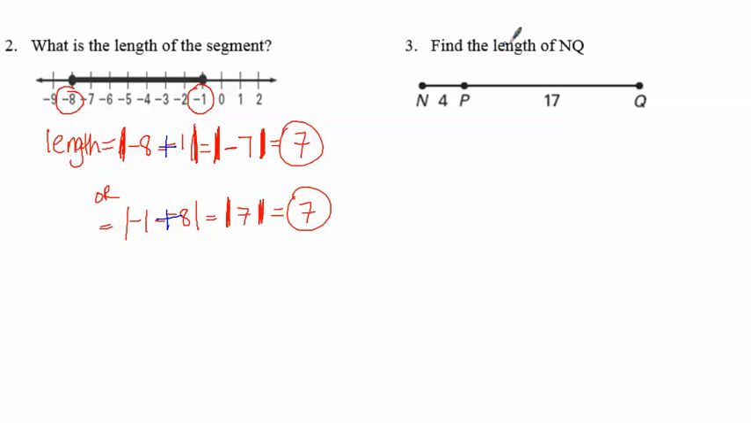In the next problem, they ask you to find the length of NQ. So the first thing is to identify what NQ talks about. So find where N is, find where Q is, and so they're actually talking about the length of the whole segment. Pretty straightforward. The length of a whole segment is equal to the sum of the length of its parts. So it's just going to be a 4 plus a 17, which in this case is 21 units.